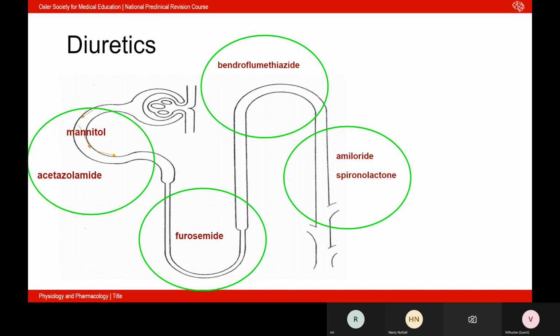Then moving on further into the tubule, you have bendroflumethiazide or other thiazides. It is slightly less potent because there's less volume and salt to play with at this stage of the tubule. But by that token, it is also less potassium draining.